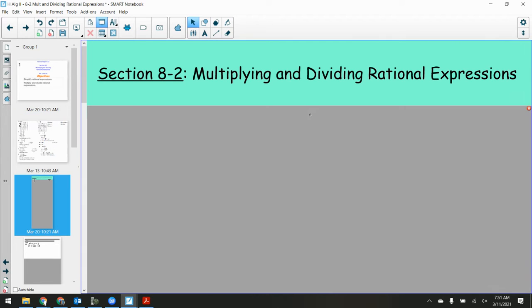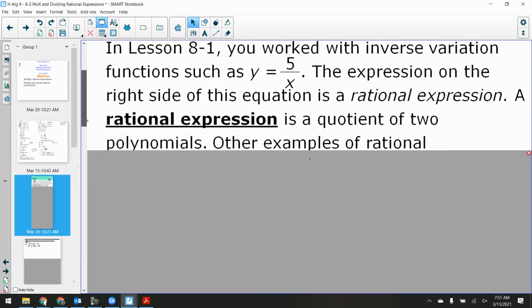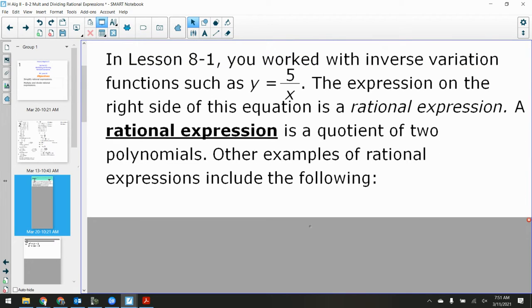All right, so we should first start off with what is a rational function? Well, in lesson 8.1, we worked with an inverse variation such as 5 over x. The expression on the right side of this equation is called a rational expression. Any rational expression is one that can be written in the form of a fraction, the quotient of two polynomials.